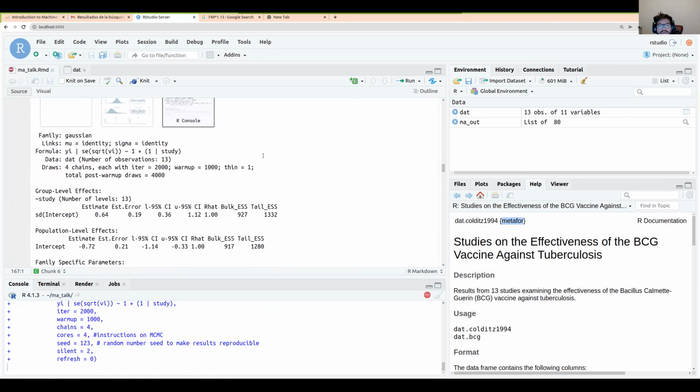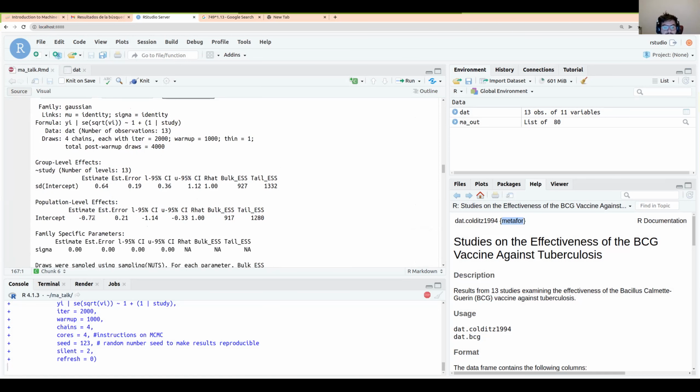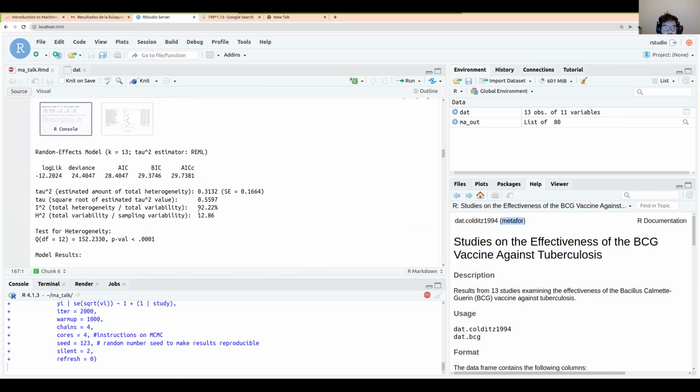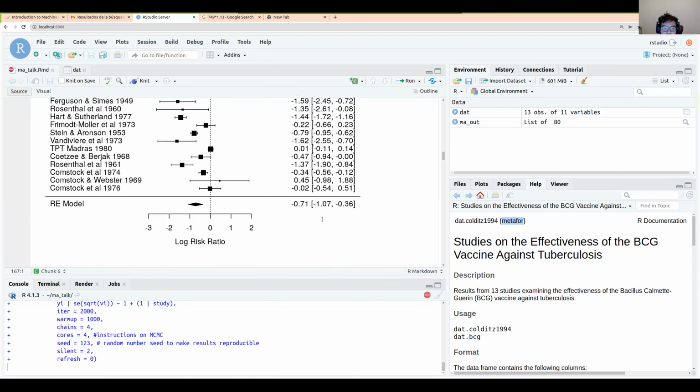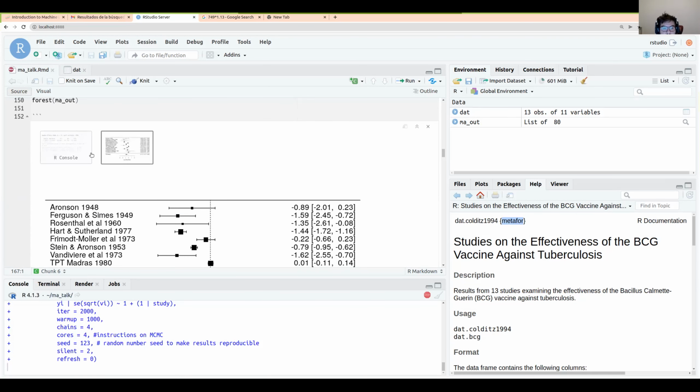meanwhile it's running, this is gonna be your output from that brms object, and you will have an intercept, which is the mean effect size. See that it was minus 0.72 on the Bayesian approach and minus 0.71 on the frequentist approach.